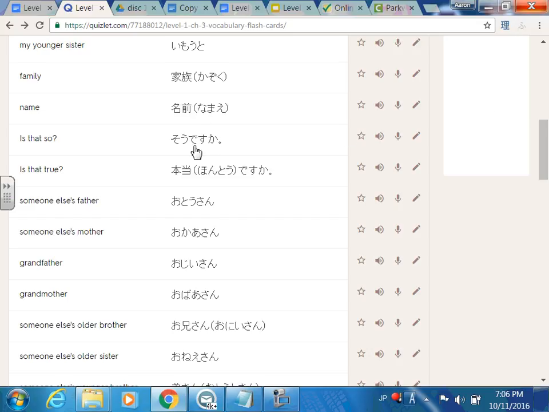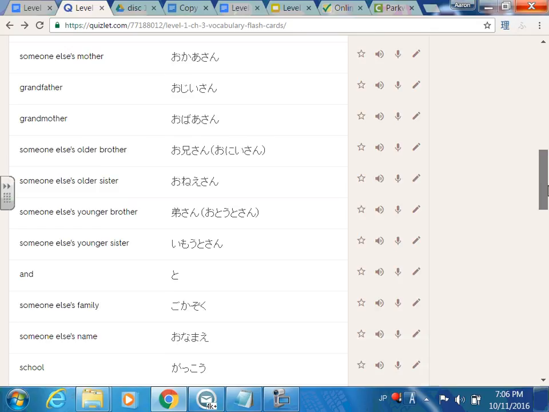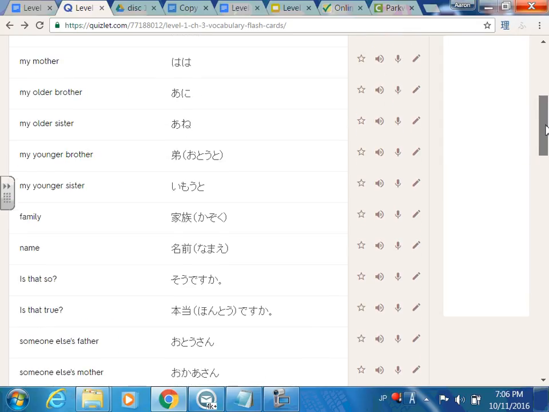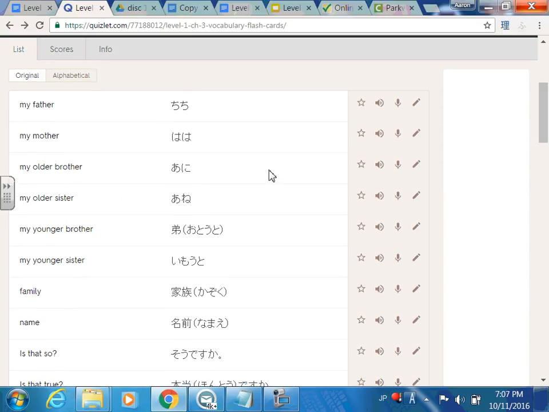So desu ka is just, is that right? Honto desu ka, variation on that. Honto means true. To is introduced in this chapter anytime you want to list something. For example, if you're listing the people in your family, chichi, to, haha, to, ani, to, ane, to, watashi desu.